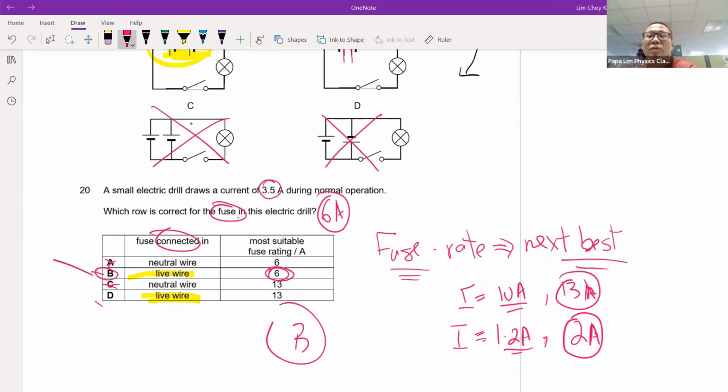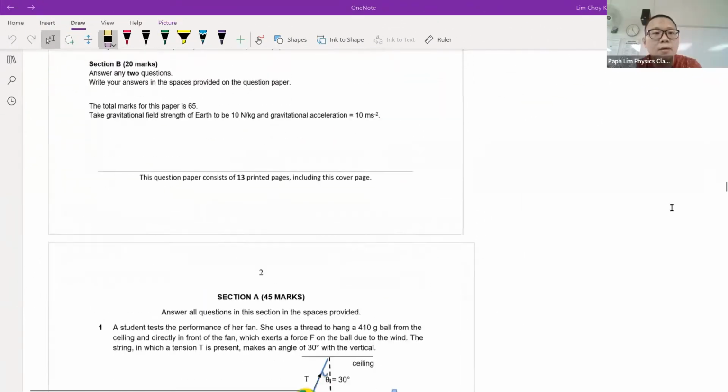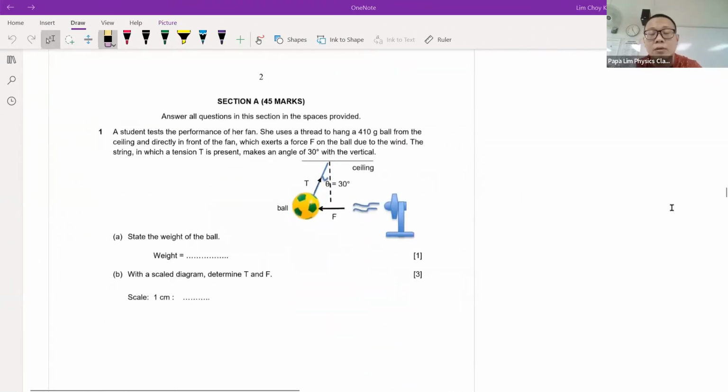So in terms of fuse rating, students, while you do your revision, you have to take note of the common fuse ratings, so that in the exam, like in this case, you will choose the correct fuse rating. Okay, with that, we will move on to the next question. Question 1 here will need you to use vector addition, parallelogram or tip to tail, whichever is convenient.